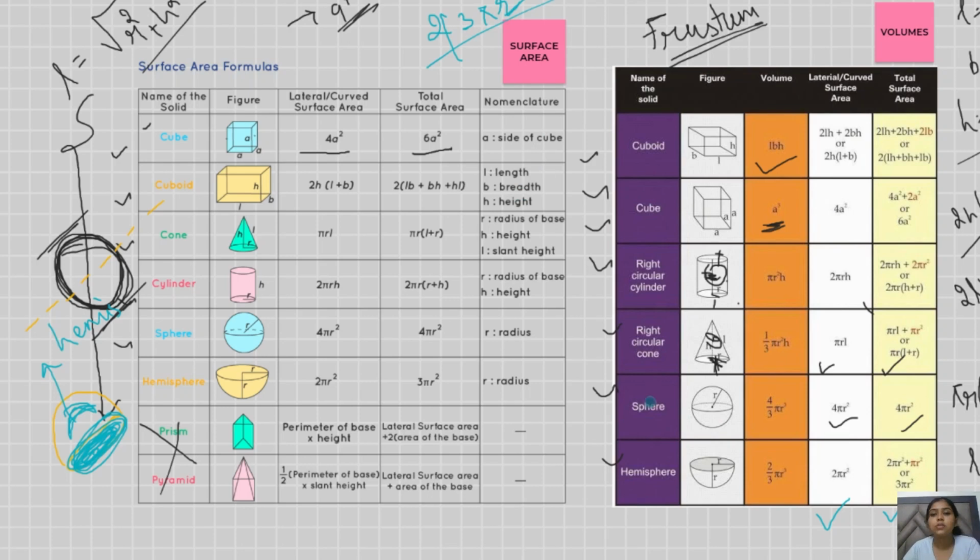So these are the tables. I hope these tables are clear to you and you can easily revise the formulas. The only difference between class 9th and class 10th standard is that you are going to study about frustum in this standard. Also, you are going to apply these formulas in combinations of solids rather than on the solid itself. You have to apply them in combination.